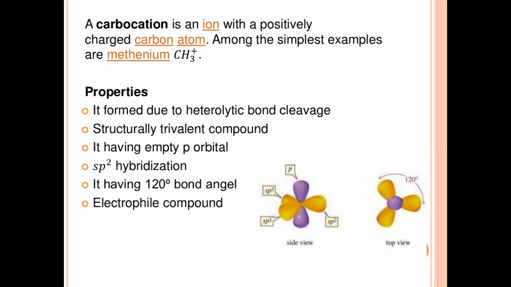Carbocation. A carbocation is an ion with a positively charged carbon atom. Among the simplest examples is the methanium ion. Properties: it forms due to heterolytic cleavage, structurally trivalent compound. It has an empty p orbital. Its hybridization is sp2. It has a 120-degree bond angle. It is an electrophile. It has trigonal planar geometry.